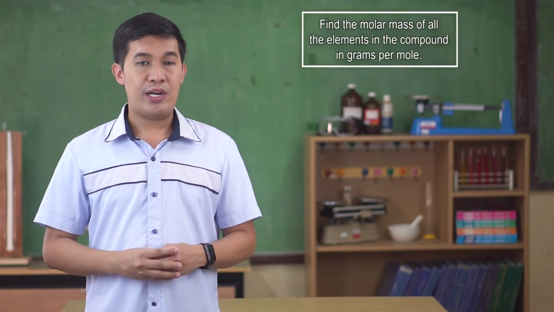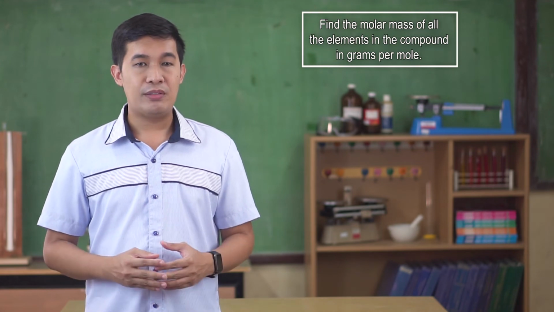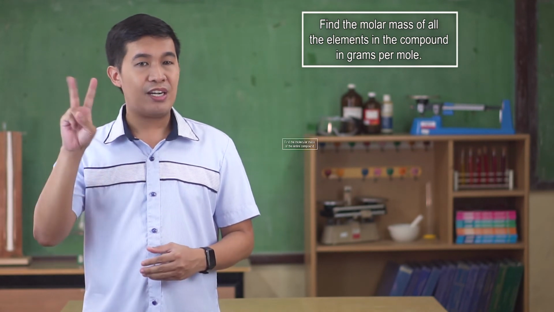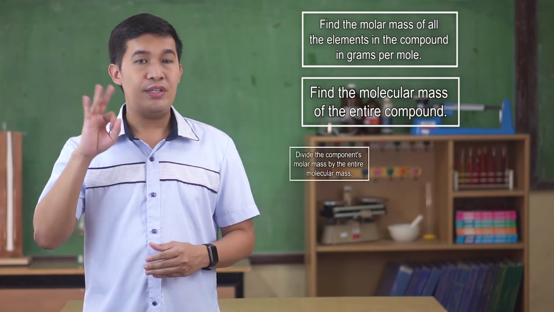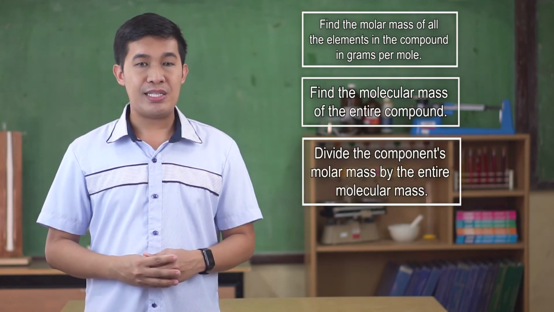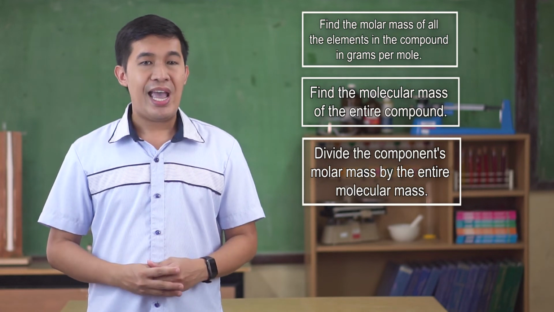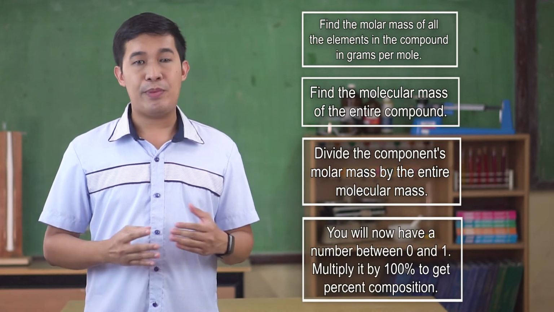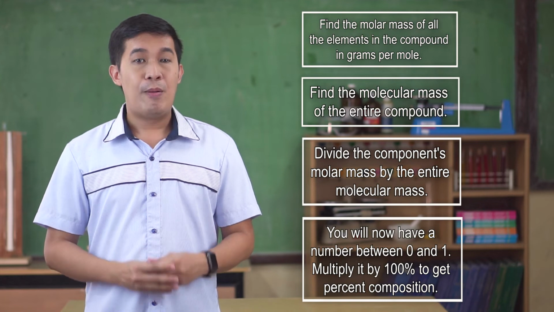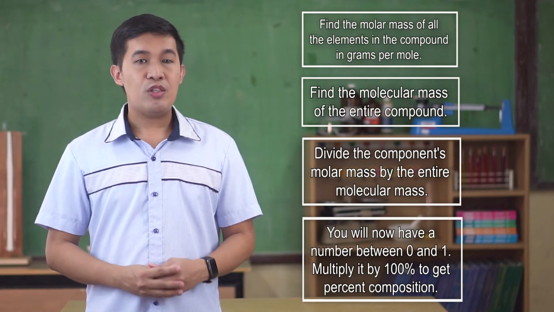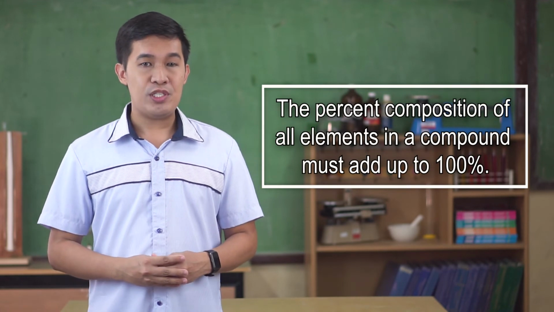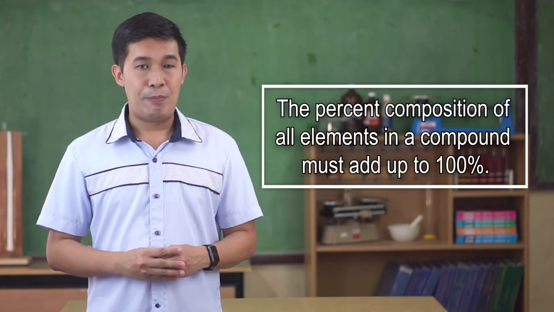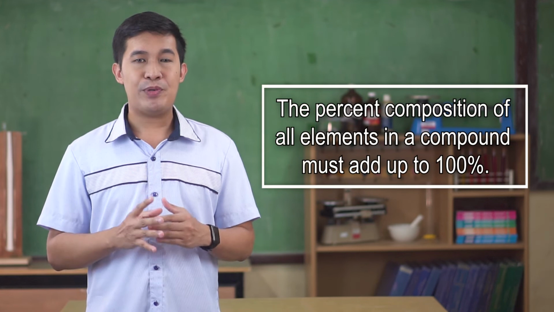First, find the molar mass of all the elements in the compound in grams per mole. Second, find the molecular mass of the entire compound. Third, divide the component's molar mass by the entire molecular mass. And lastly, you will now have a number between 0 and 1. Multiply it by 100% to get percent composition. Take note, the percent composition of all elements in a compound must add up to 100%.